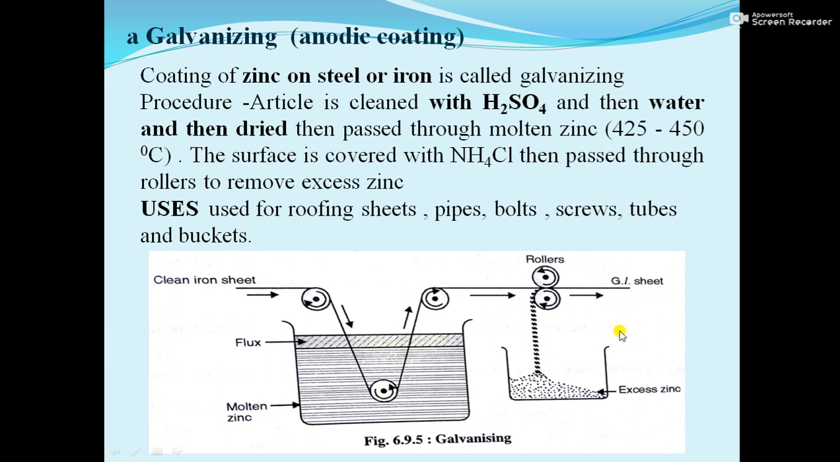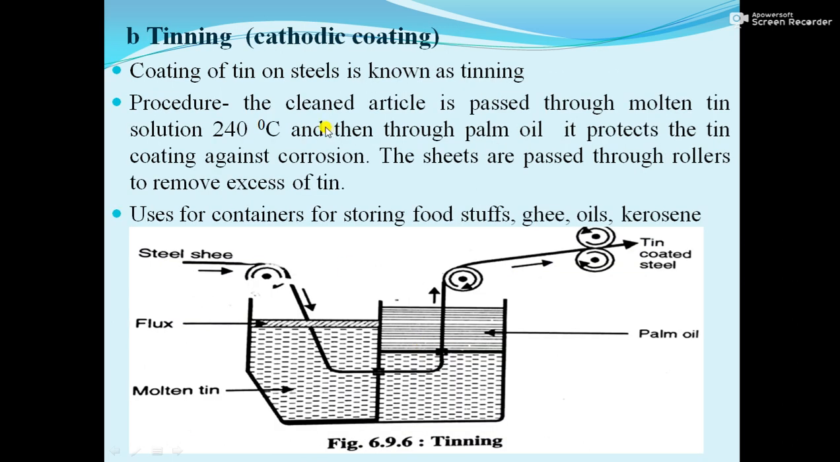Where is this galvanization used? Galvanized sheets are used for roofing sheets, wires, pipes, bolts. So many applications are there. Then tinning. This is cathodic coating. Coating of tin on steel is called tinning. Then again, what is the process? The clean surface of the metal article is treated with dilute H2SO4 to remove any oxide layer. Then it is immersed in a flux.